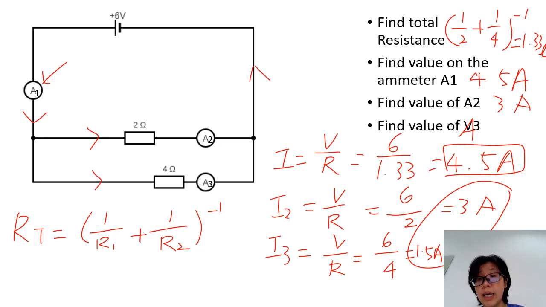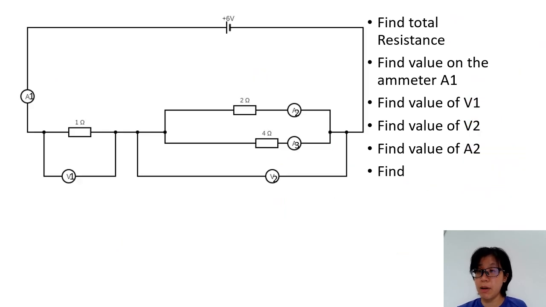Alright, so that's why the value is as such. Alright, so that is what we have seen for both the series and parallel circuit. Of course, during exam, it can come out as series and parallel coming up together. So this is one example.